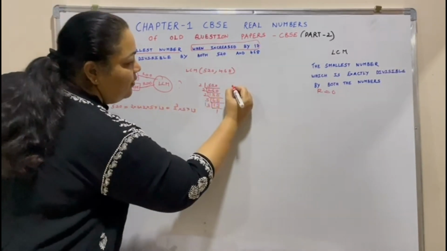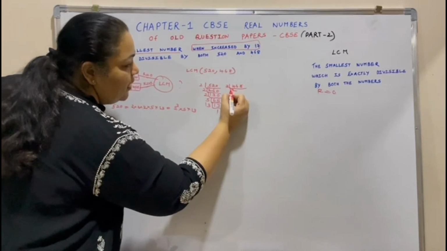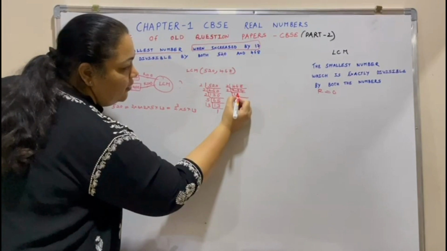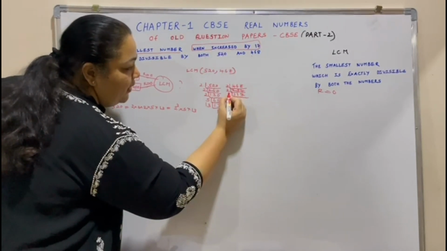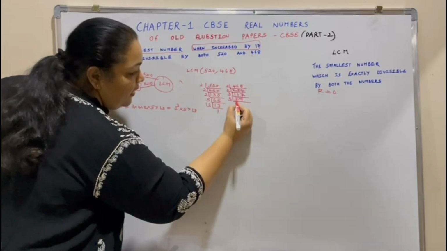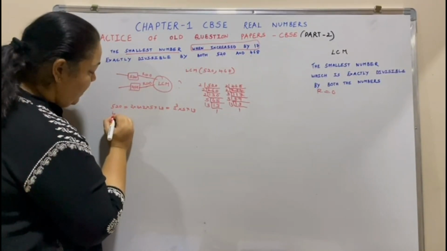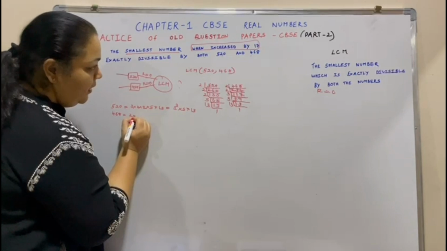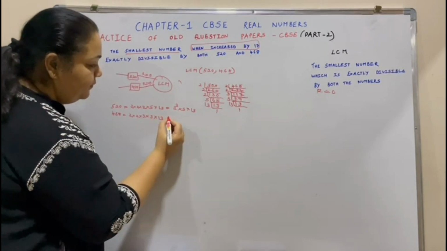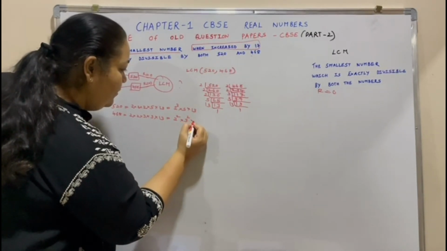And for 468, what is the prime factorization? For 468, 2 2s are 4, 2 3s are 6, 2 4s are 8, 2 1s are 2, then again 2 1s are 2, remainder 1, 2 7s are 14, 3 3s are 9, remainder 2, 3 9s are 21, 3 1s are 3, 3 3s are 9, then 13 1s are 13. So for 468, it is 2 into 2 into 3 into 3 into 13. This you can write as 2 squared into 3 squared into 13.